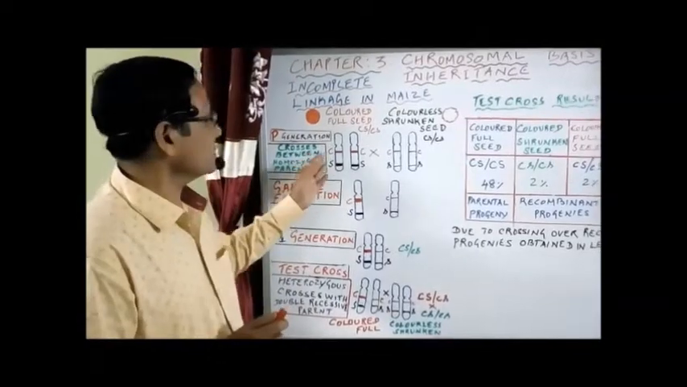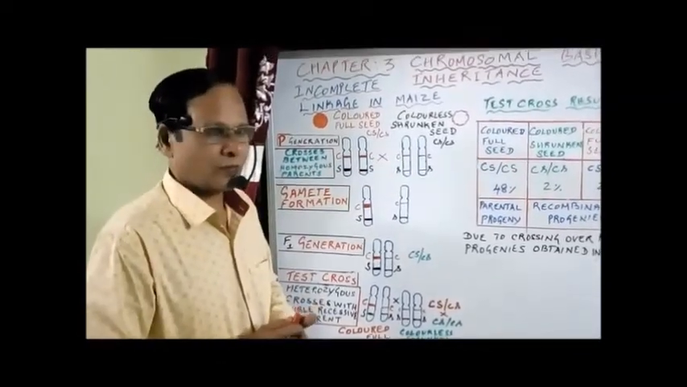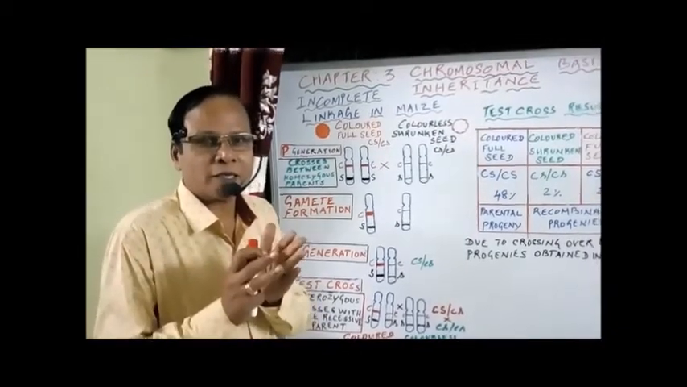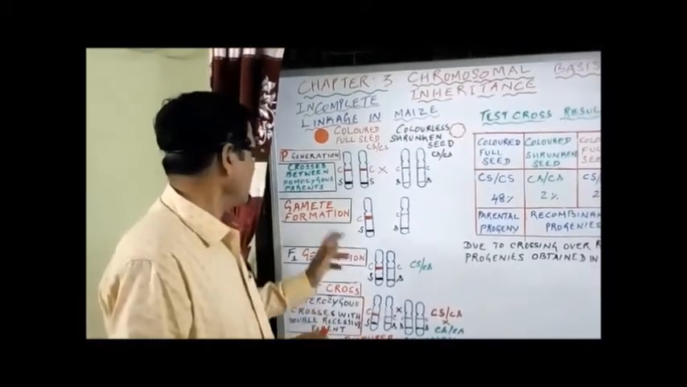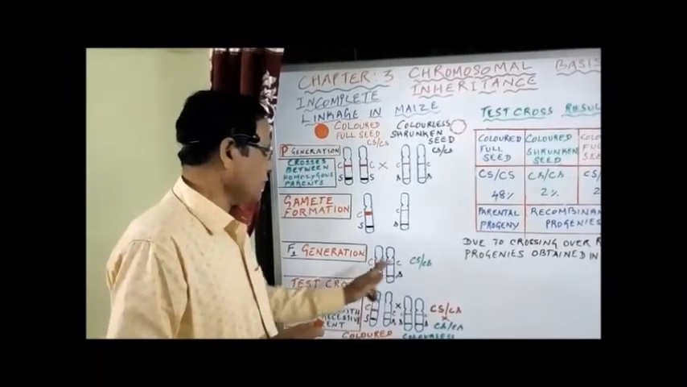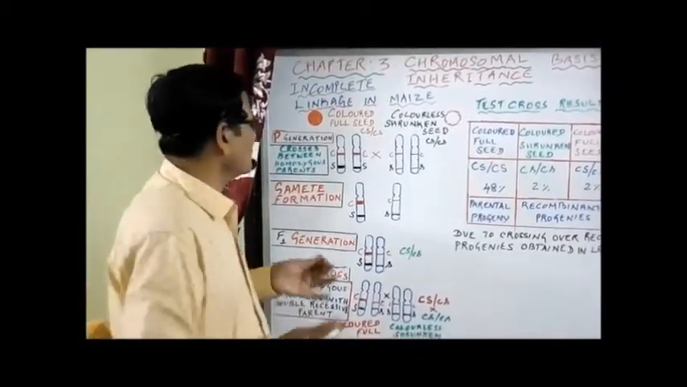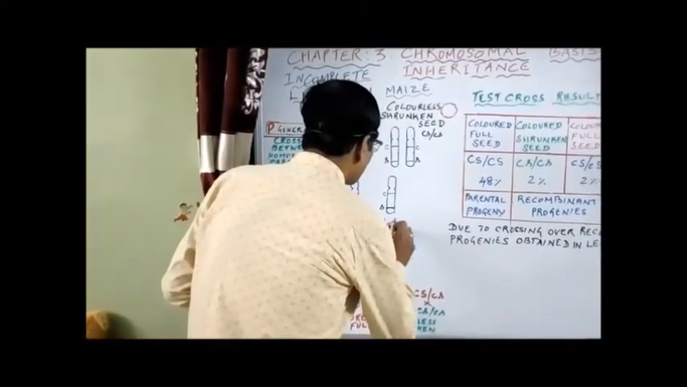He crossed the homozygous individuals. As a general rule, in the F1 generation the dominant character is exhibited. Now in the F1 generation, we have received what is normally called colored full.